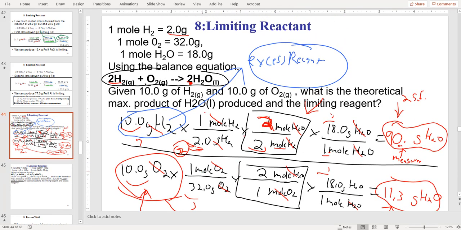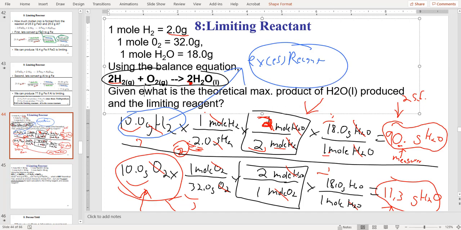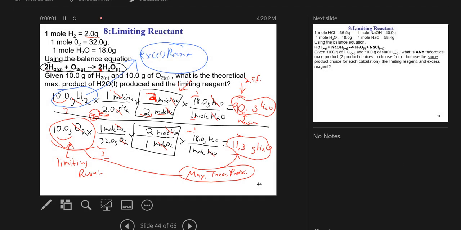Here is an example of one all worked out. So given 10 grams of hydrogen and 10 grams of oxygen, what is the theoretical maximum product of H2O? Notice it's asking for the same thing. I could have said maximum yield or maximum theoretical product, different ways of saying the same thing, of H2O produced and the limiting reactant. Now I need to go ahead and set up two different equations.